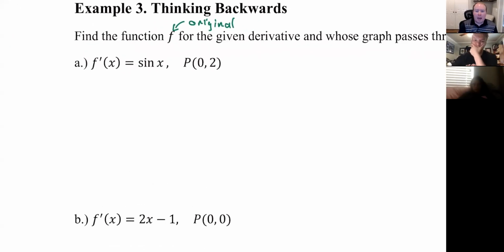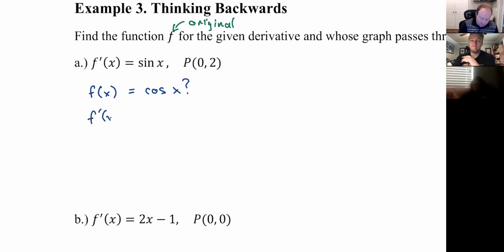So if I'm looking at sine, I at least have some mastery of what my derivatives are for my trig functions. So I may be like, okay, I know sine and cosine go together. So I'm just going to guess. Is my original function cosine of x? And well, I'm going to check it. Well, f prime of this guess would be negative sine of x. So nope, that wasn't correct.